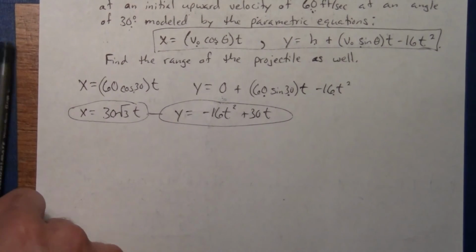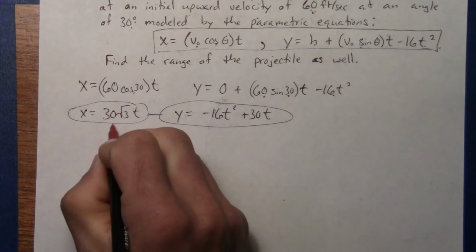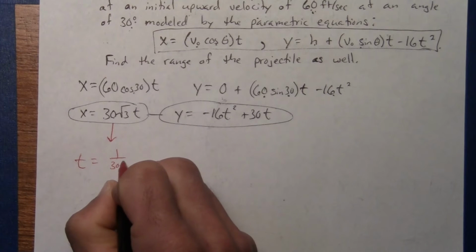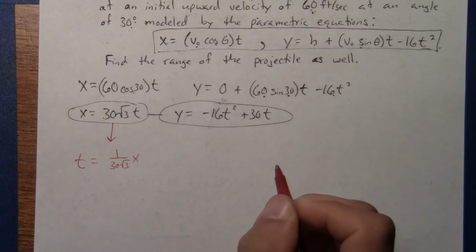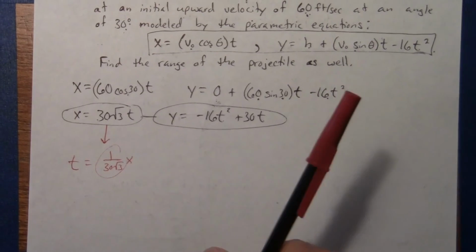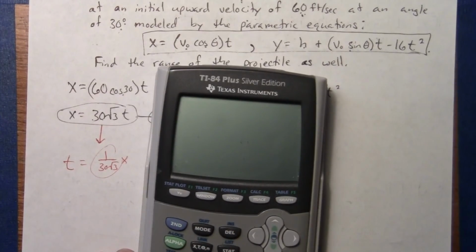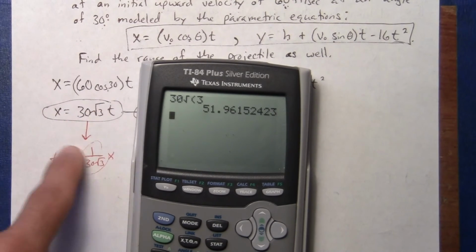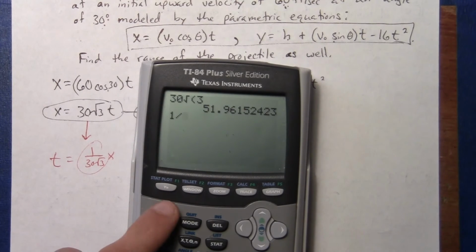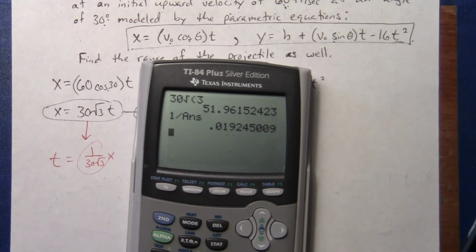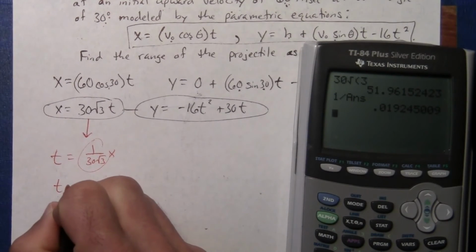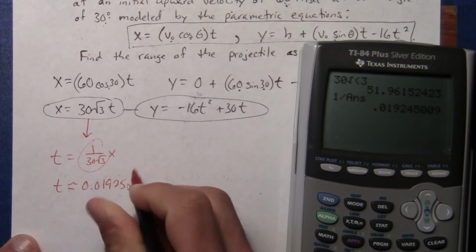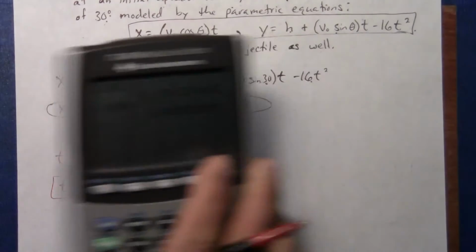So remember what we did is we usually took the x equation and solved it for t. So that would mean that t is going to equal 1 divided by 30 square roots of 3, times x, right? Well, I'm going to figure out what that is as a decimal. So let's figure out 30 square roots of 3, that's that number. I'm dividing by that number, so it's 1 divided by that previous answer. That's the decimal that's sitting in front of x. So t is going to equal approximately 0.01925x.